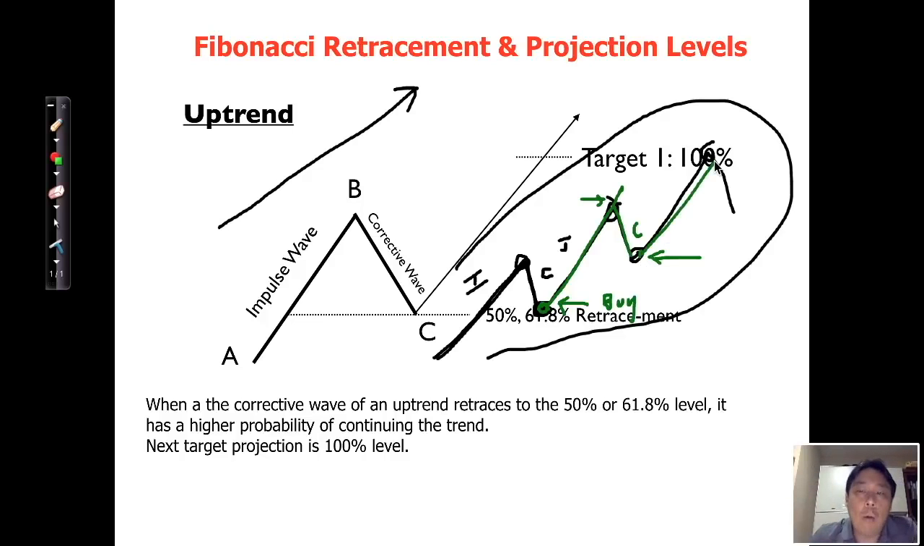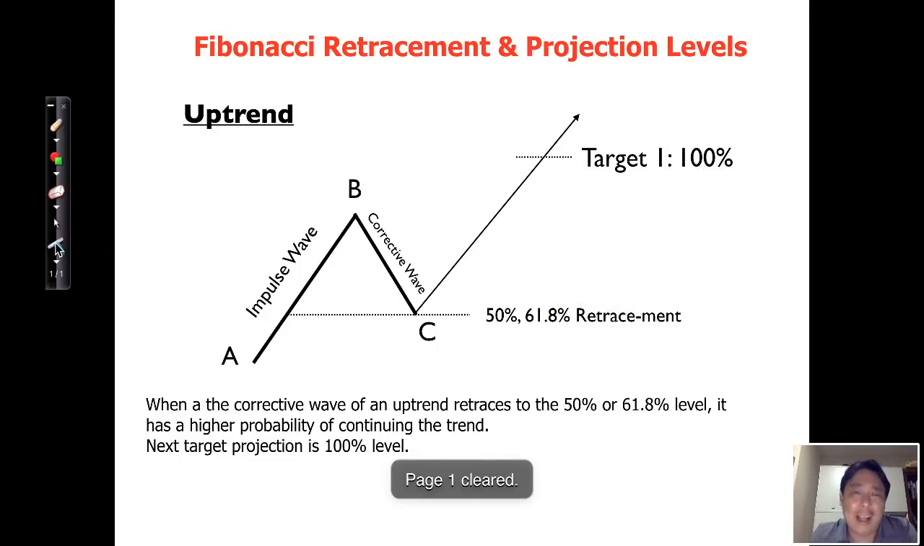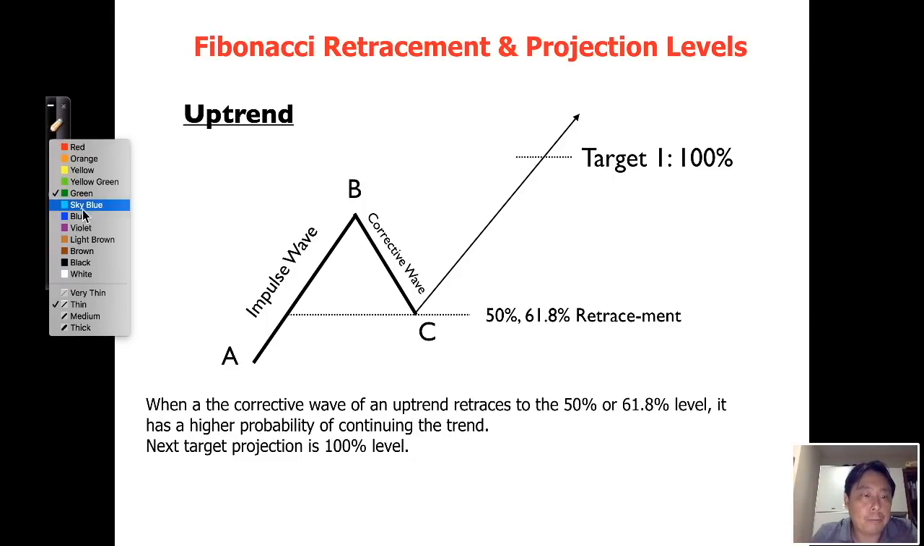So again, the question is, how would you know where is the end of the correction? So there are many ways you can kind of guess. Now, there's no guarantees, of course. It's a matter of probability. And you can't get it right all the time. You can get it right half the time or slightly more than half the time, you're making a lot of money. And that's all you need to do.